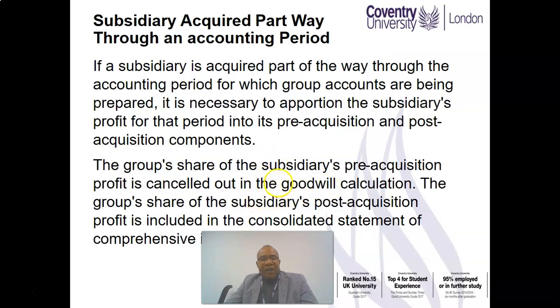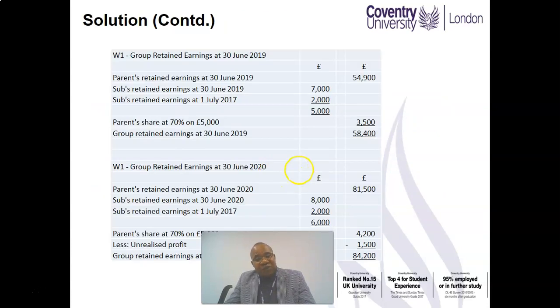Before we conclude this lecture, let me very quickly look at some other aspects that we will have to deal with during the seminar. What happens if you acquire a subsidiary partway through an accounting period? The issue here is to try and differentiate between pre-acquisition profit and post-acquisition profit. If I take you back to the last exercise we just did, you will realize that it is only the post-acquisition profit that we add to the group reserves.